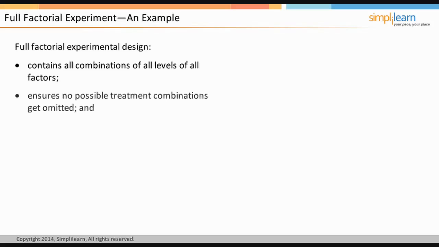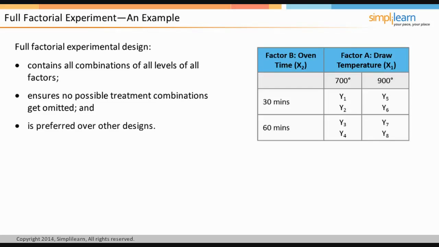Let us understand full factorial experiments through an example. Full factorial experimental design contains all combinations of all levels of all factors. This experimental design ensures no possible treatment combinations get omitted. Hence, full factorial designs are often preferred over other designs. The table shown here is for a two-way heat treatment experiment. There are two factors, oven time, X2, and the temperature, X1, at which the material is drawn out of the oven.